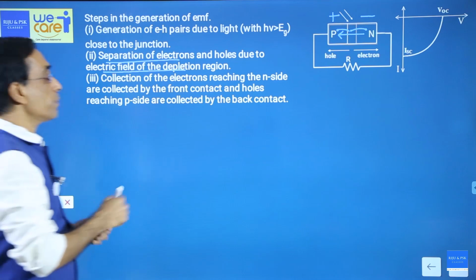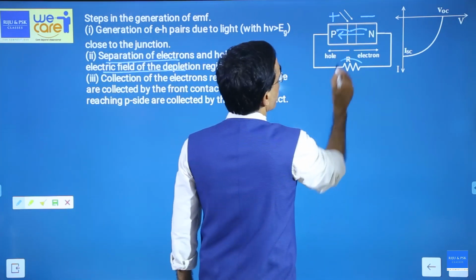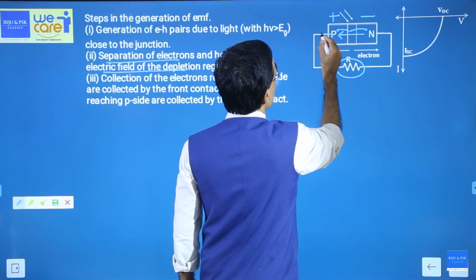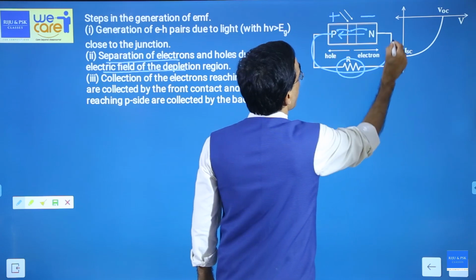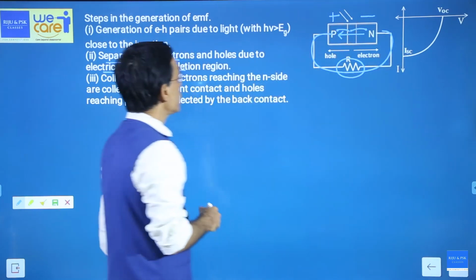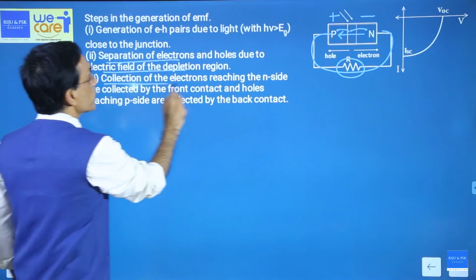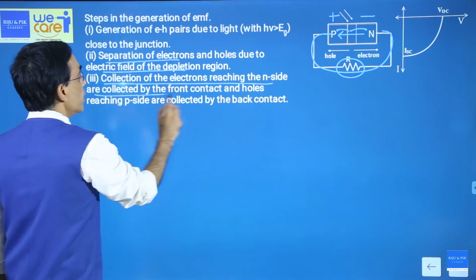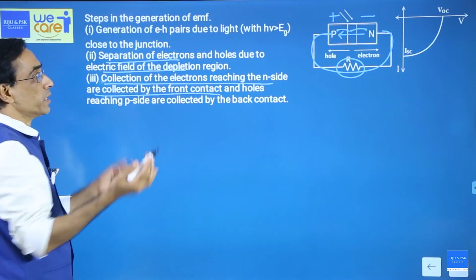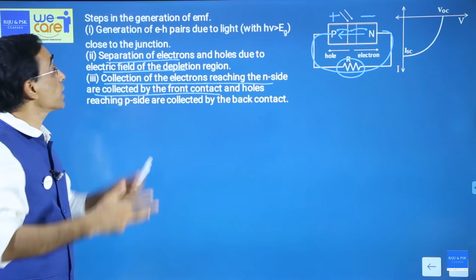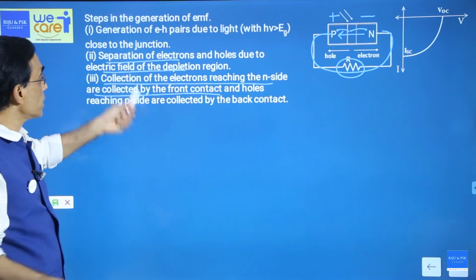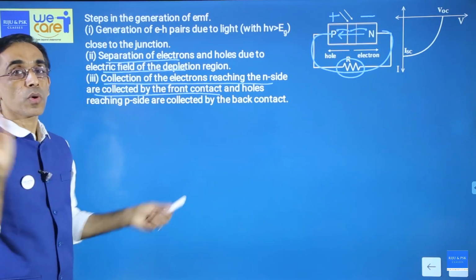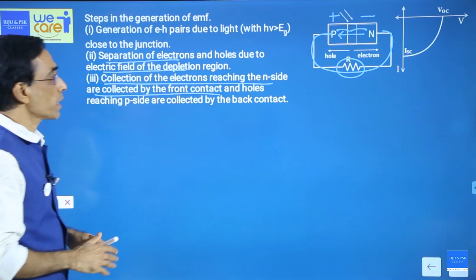Now the third step: if you have an external circuit connected, then these positive and negative charges will flow towards each other and they will produce a current. That is the third one. Collection of the electrons reaching the N side and the P side by contact plates. Three steps. First, generation. Second, separation, and third, collection of electron-hole pairs. Fine.